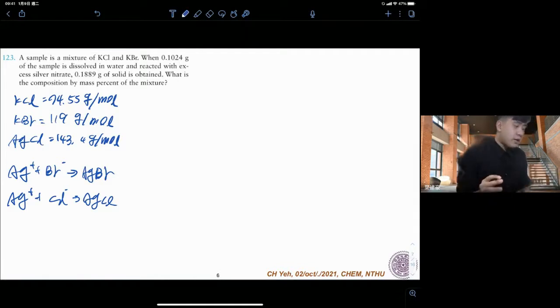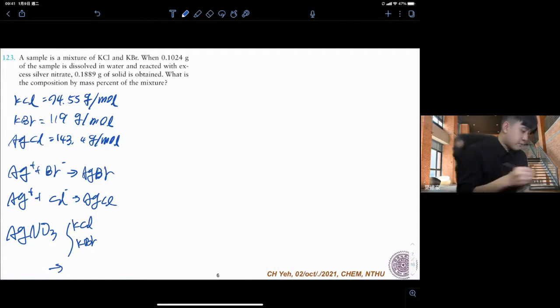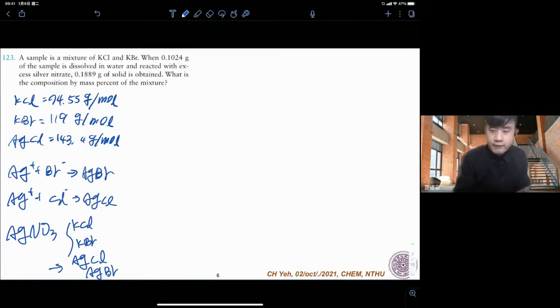So what has happened is basically the same as the previous question: when you add silver nitrate into a mixture of potassium chloride and potassium bromide, you will obtain silver chloride and silver bromide. Is that clear? Okay, this is not a difficult question, but if you cannot use the calculator very effectively, then there will be a little bit of a problem. So this is why this is in the challenging problems.